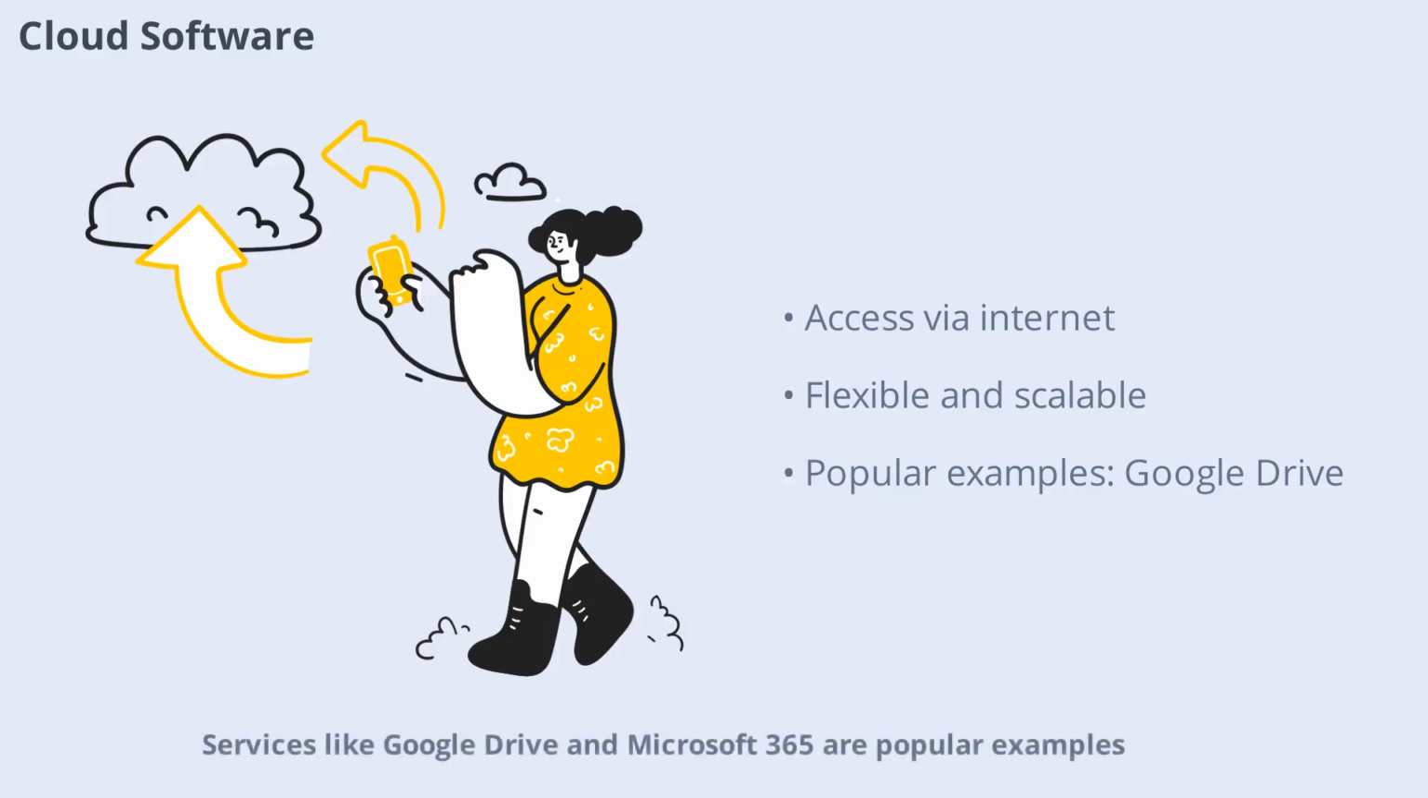Services like Google Drive and Microsoft 365 are popular examples. Cloud software offers flexibility, scalability, and convenience, making it easier to collaborate and access your files from anywhere.